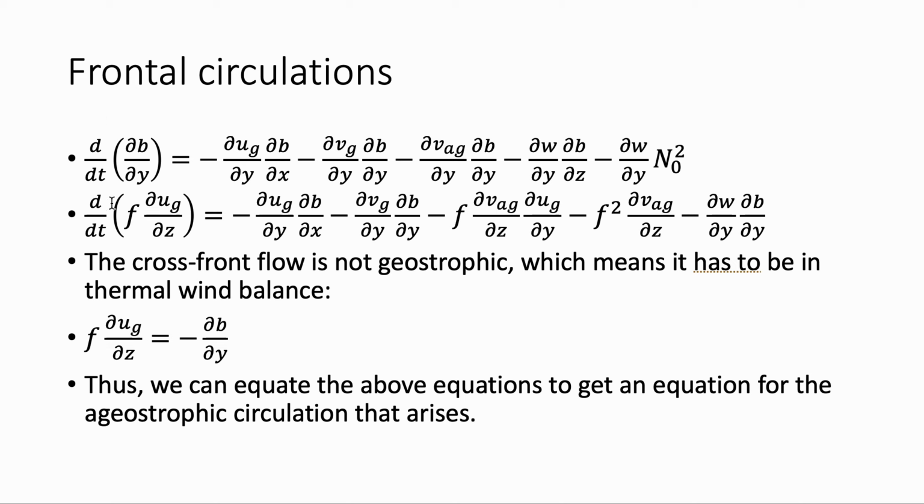And then I'm going to do a trick. I'm going to take the y derivative of the buoyancy equation and the z derivative of the UG equation and multiply it by the Coriolis parameter. Why that is important will be obvious in a moment. You do the math, or you can trust me, and you'll get something like this, and something like that.